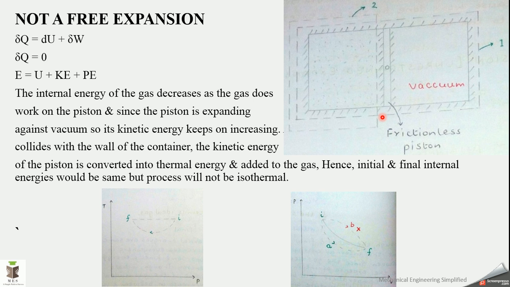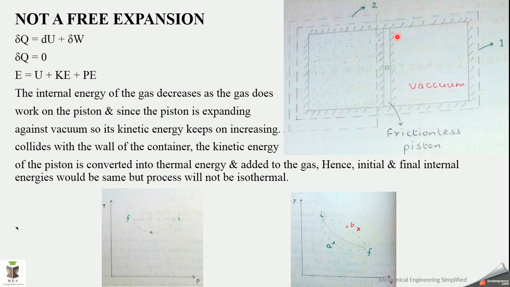So what happens, this piston was held by some small amount of force which was not allowing it to move. When that small force is removed, then due to the pressure of the gas, this piston moves. The kinetic energy of the piston keeps on increasing, because it's a frictionless piston and it is expanding against the vacuum. There is no resisting force or dissipative work against which the piston has to do work, because it is expanding against vacuum.